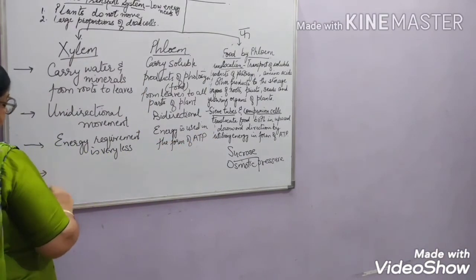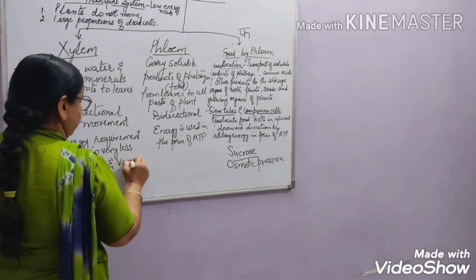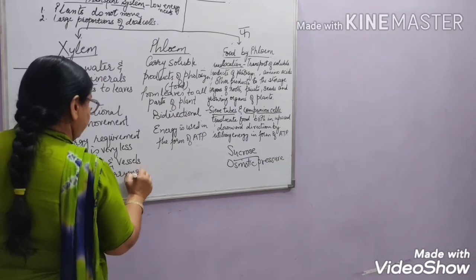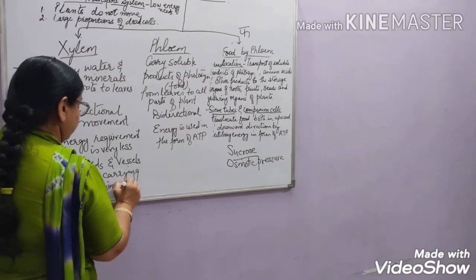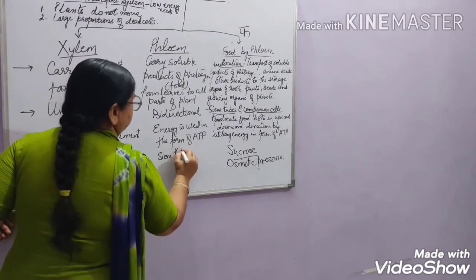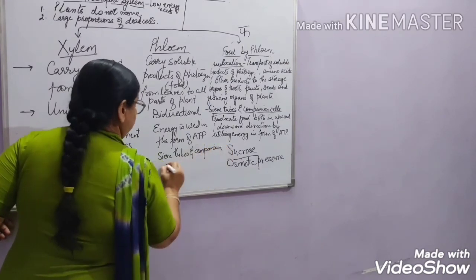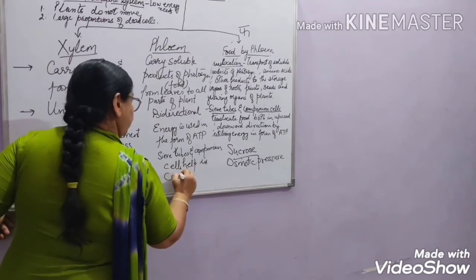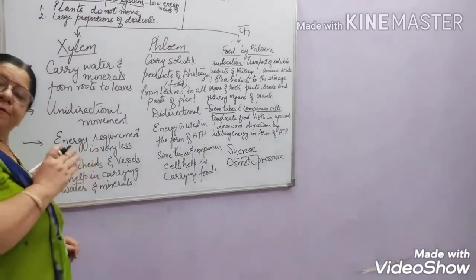Then one more difference you can give. Tracheids and vessels help in carrying water and minerals. While here, sieve tubes and companion cells help in carrying food. So these are the major differences between xylem and phloem.